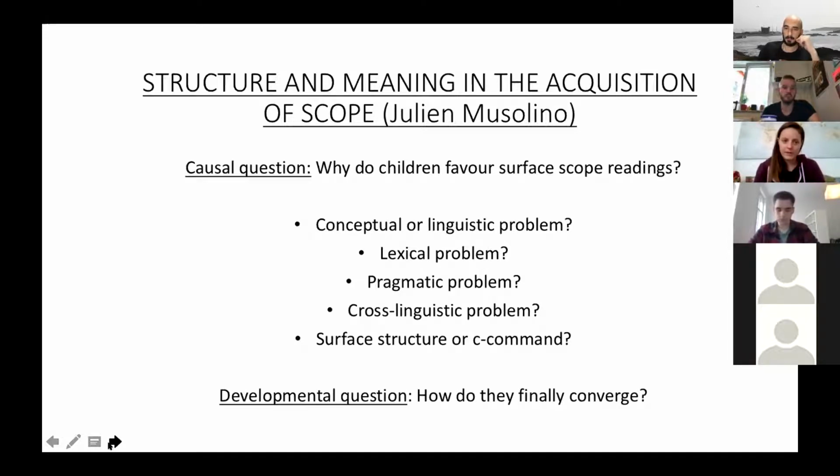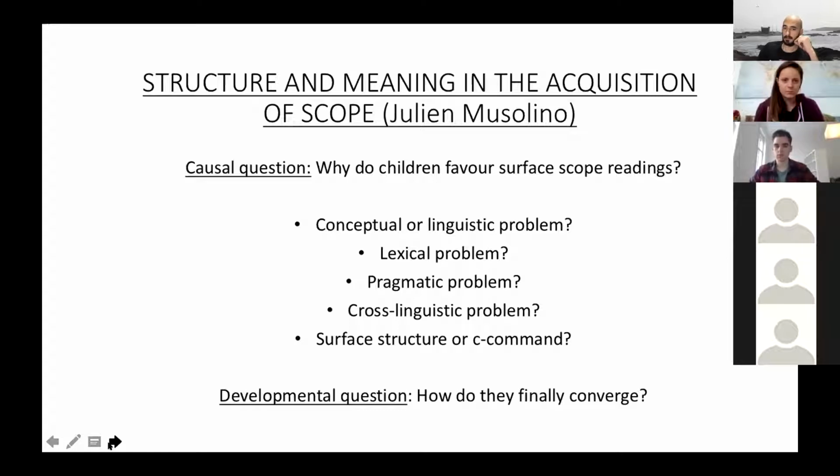The pragmatic question is obviously, does the context play a role in the interpretation? The cross-linguistic problem, obviously, does this happen in other languages? And the surface structure or C-command question concerns exactly what it says: is it a problem of surface structure that children see and take in, or is it a problem of C-command that children can access? So we're going to find that out. And the developmental question, to which I can already say I have no answer, is how do they finally converge into adulthood?